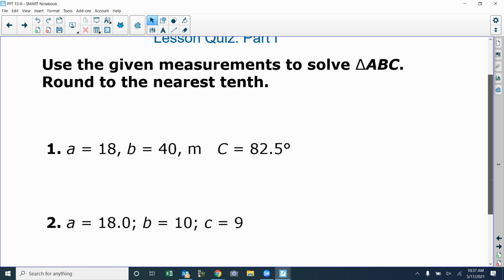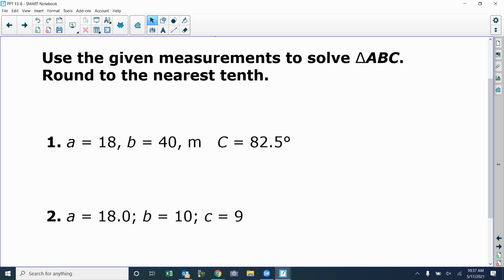If you want to engage yourself in a couple of problems just to practice, if you could try number one here, that'd be great.